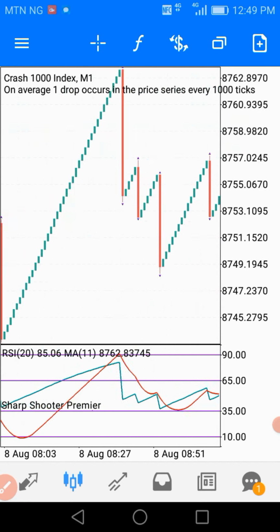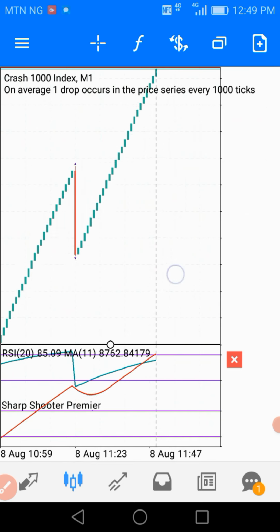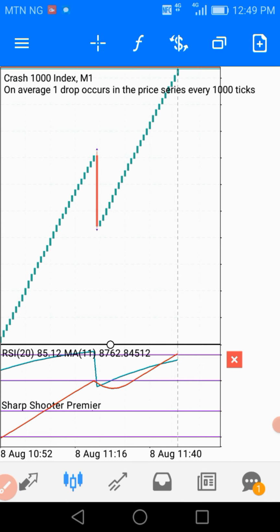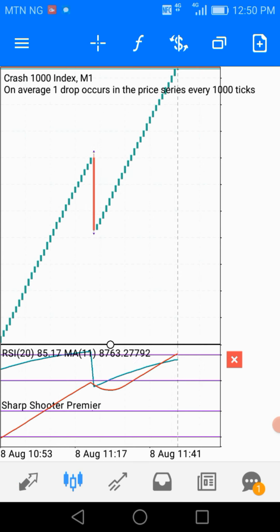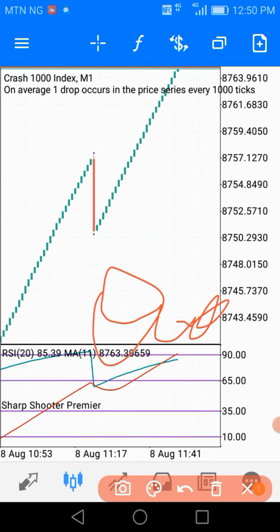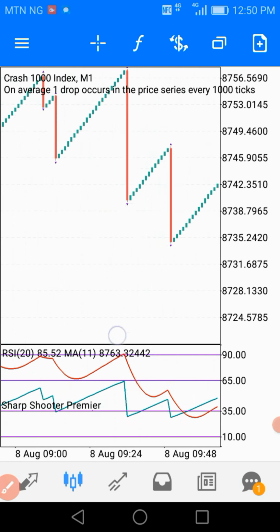Before then, let me just tell you the chart position. The chart position, like always, is here, right where you have the dollar sign. Okay, just here, this is your chart position. All right, so that's for the chart position.